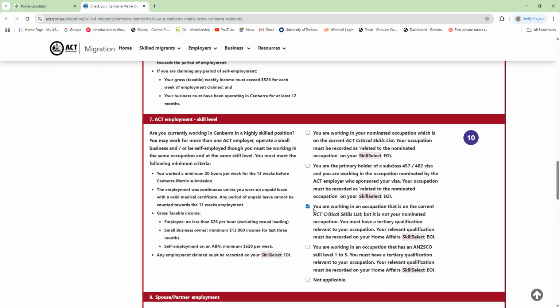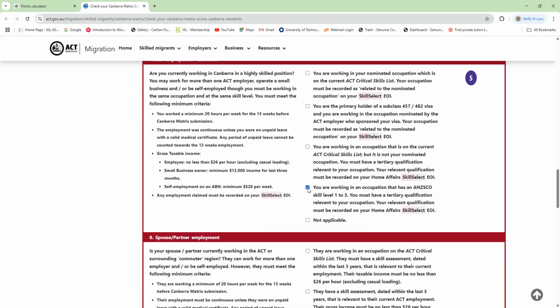For example, data administrator is not on the critical list, and your occupation is data administrator. But if you are working as a software developer, then it is in the critical list, so you can still get the points, because even if it is not your occupation, you can still get it.